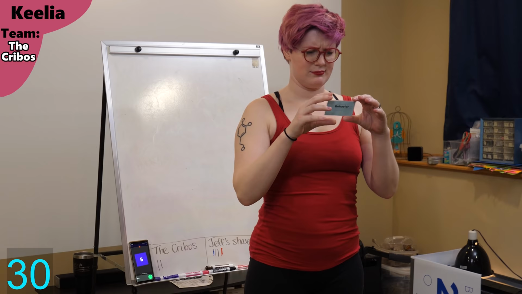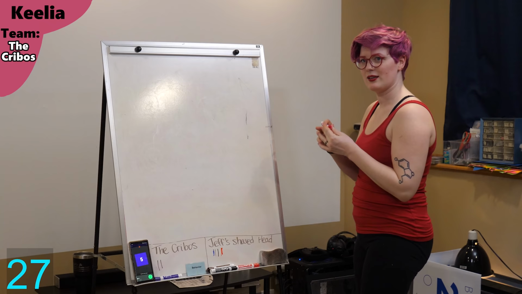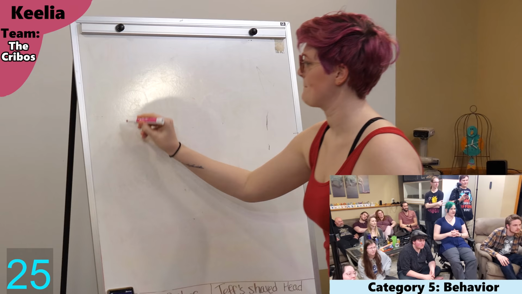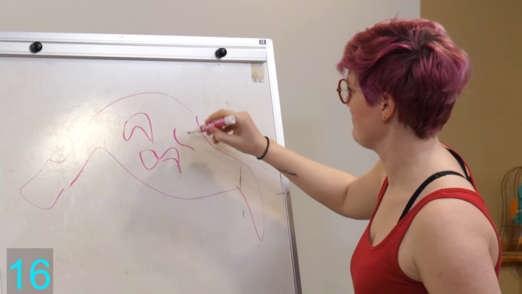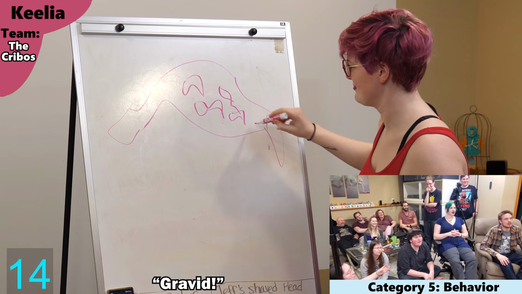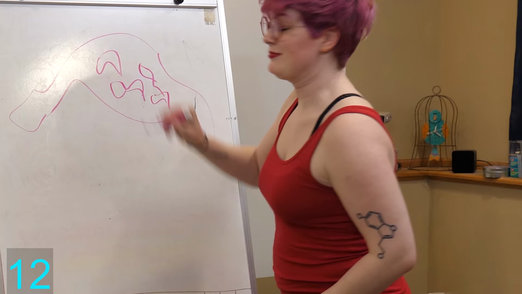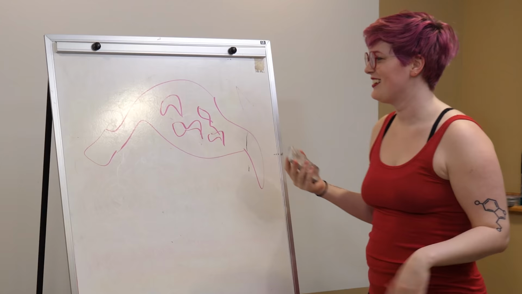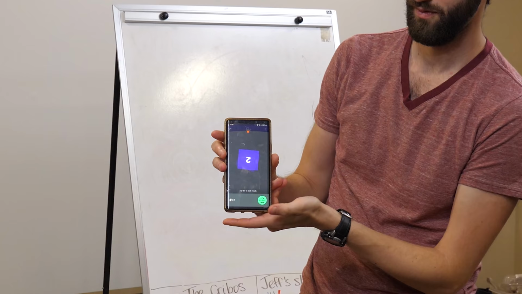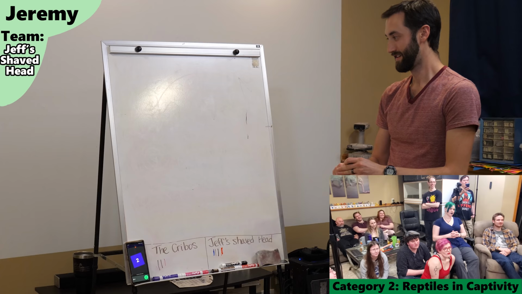Five again. Behavior. Definition? Oh, okay. I know this. 3, 2, 1. Constipation. Dragon. Live bearing. Viviparous. Yes! Yay! Nice. What did you say? Viviparous. Constipation. It's essentially the same thing. Two. Perfect. Three, two, one.